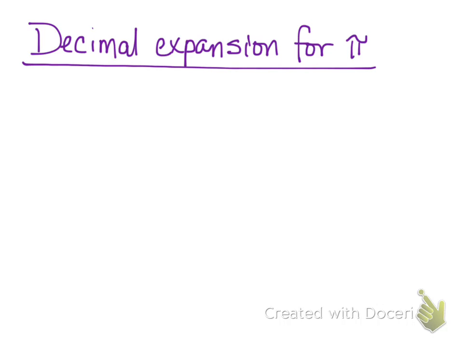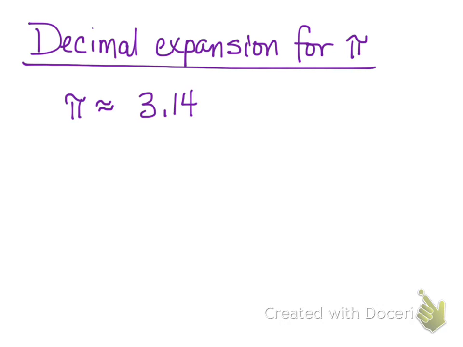You know, we might say that 3.14 is the decimal expansion for pi. But that isn't exactly the case. That's an approximation for pi. So pi is approximately 3.14, but it's not complete by any means.